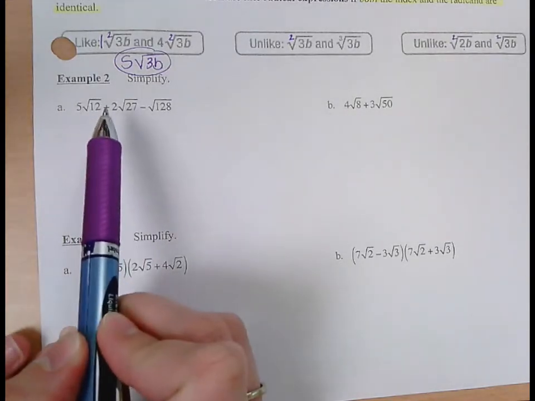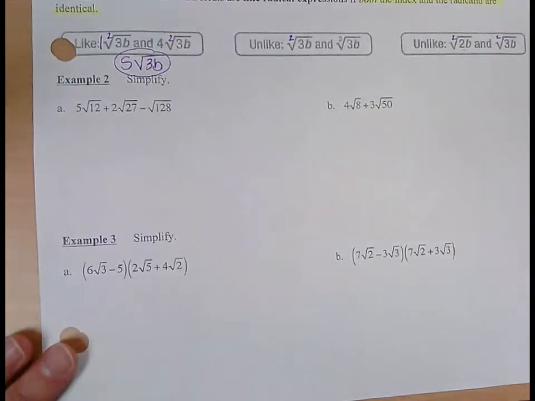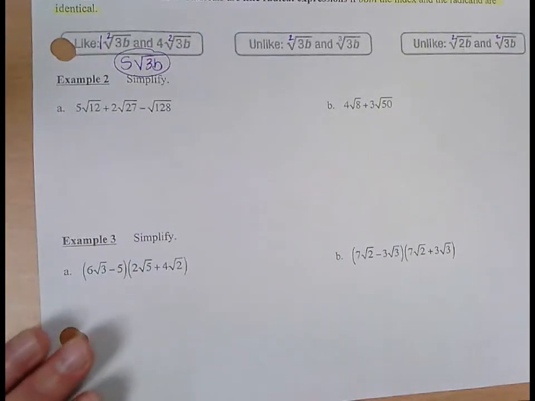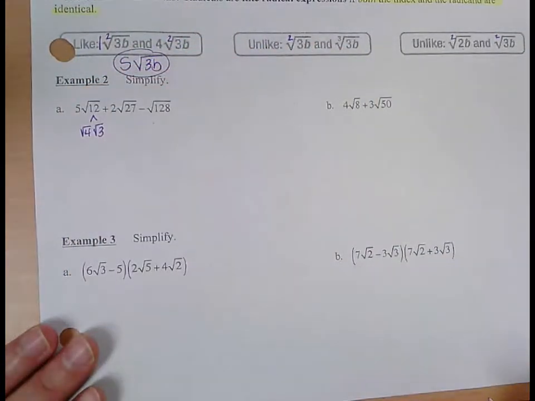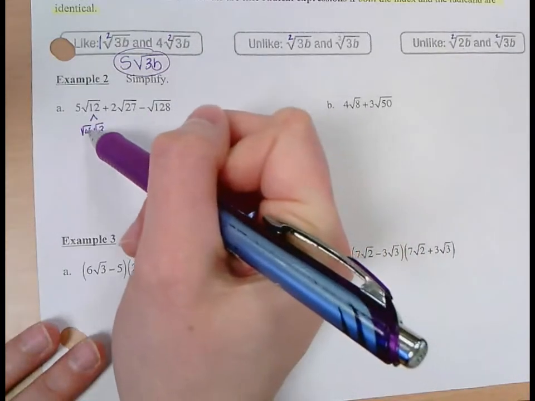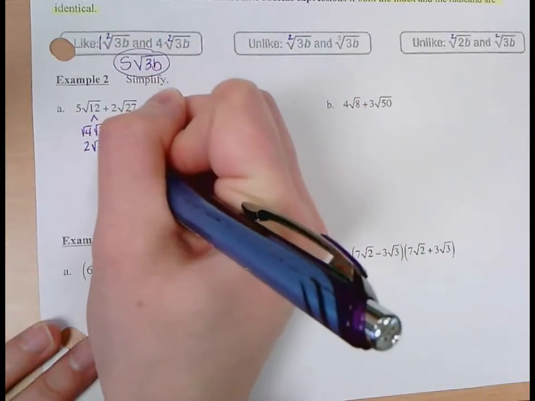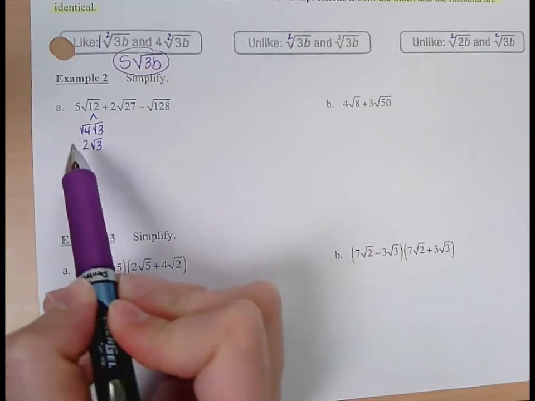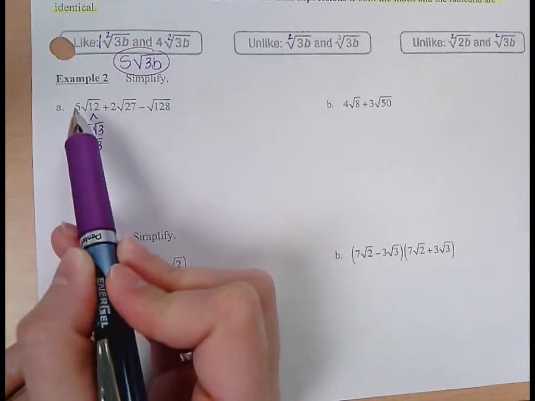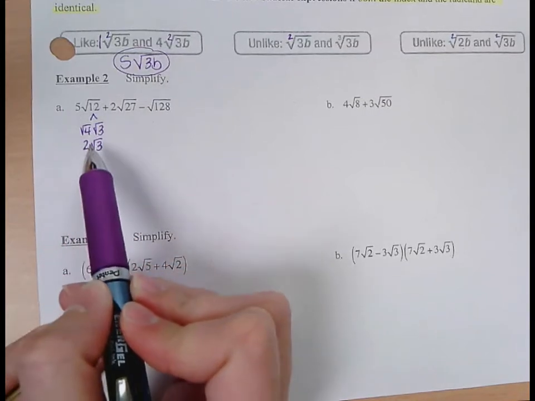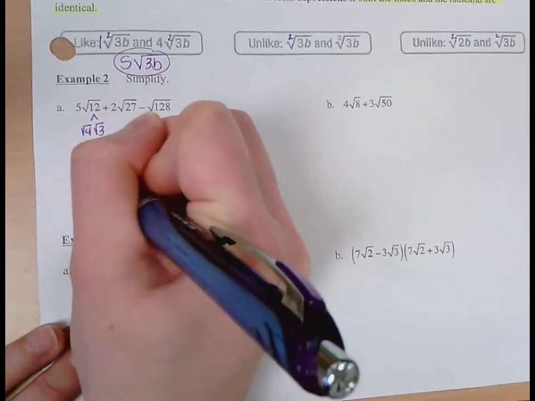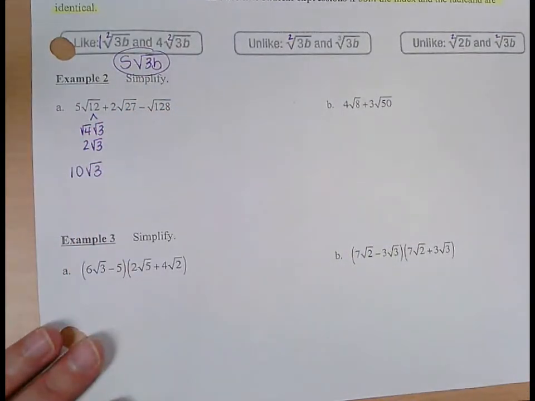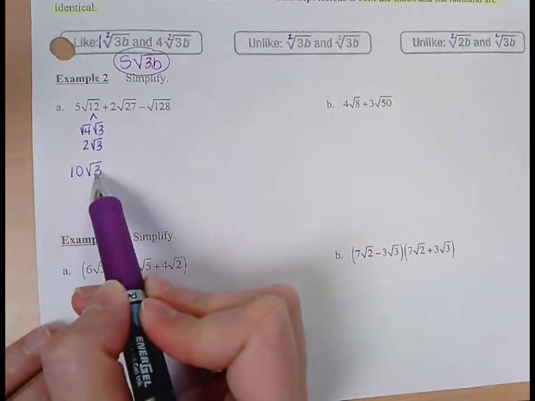So I'm going to start with the 12. I know I can't take the square root of 12, but is there a perfect square that goes into 12? 4. So I could split the 12 into the square root of 4 times the square root of 3. And the square root of 4 is 2. So it's 2 square root 3. Then overall for this term, because I had that 5 in front, the 5 would get multiplied by that 2. So this term would become 10 square root 3. Okay, now that term is simplified.